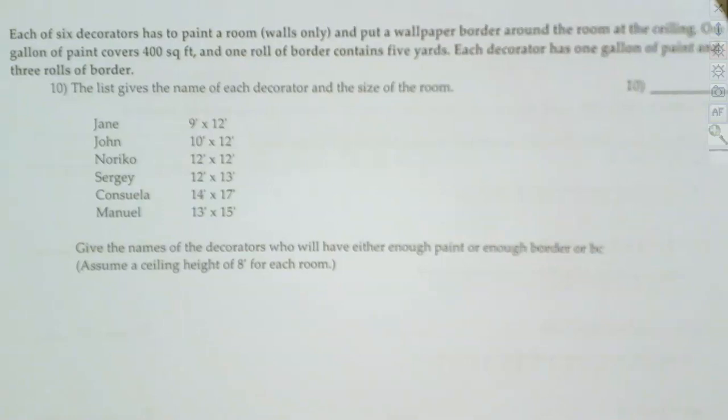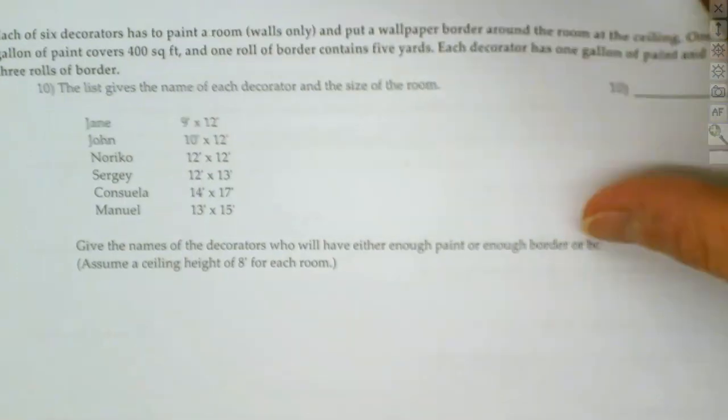So the first thing we need to do is figure out what we have to work with. We have yards, which we're going to turn those yards into feet. And then we have the square feet for the area. Now, what do we want? Here's our decorators, and we want to determine who will have either enough to paint or border or both. So they have to either be able to paint the room, border it, or they can do both of them. I'm going to do the first one for you. I'm going to do Jane.